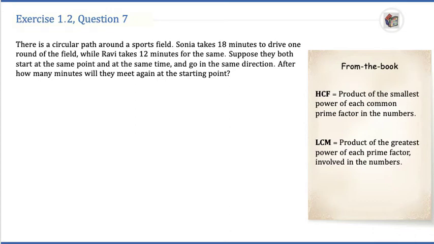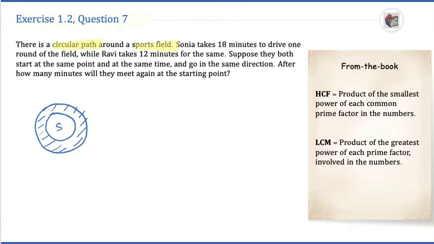Exercise 1.2, question 7. There is a circular path around a sports field. So, a circular path around a field. Let's just have this. This is the field, suppose the sports field, and you have a path around it like this. This is the path. Like this. Okay, let's continue reading.